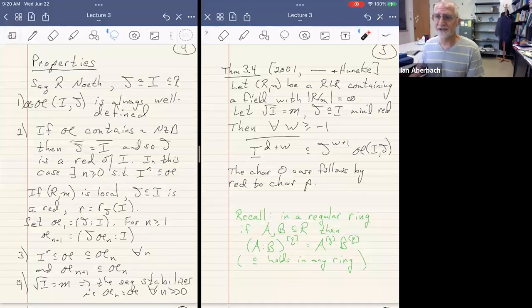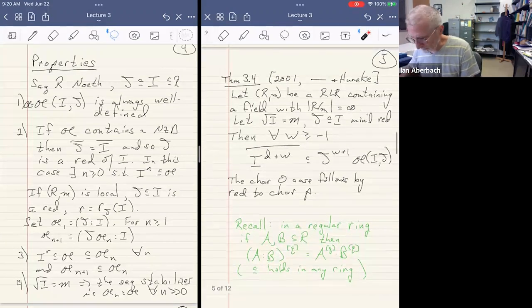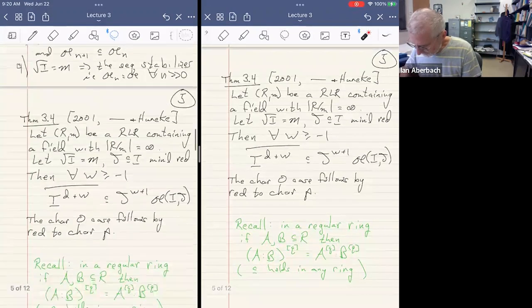I mean, there's just all kinds of things that should get in that colon that don't start there, or don't come as qth powers, okay? But in a regular ring, we get that those are the same.